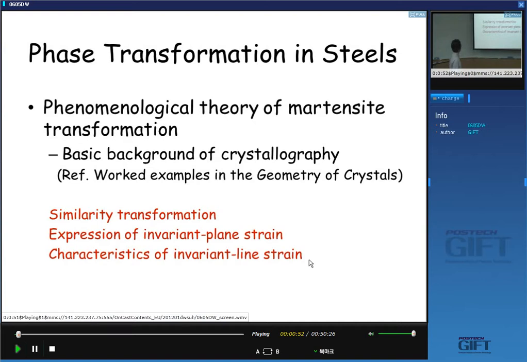Today I would like to talk about the similarity transformation and some issues which are really related to the martensite transformation, and how we can express the invariant plane strain and the property of the invariant line strain as a combination of two invariant plane strains.